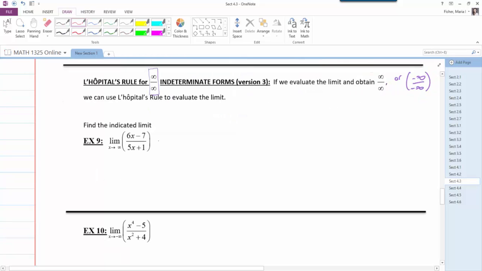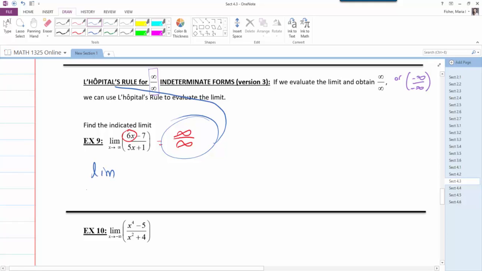Find the indicated limit. So if I have the limit as x approaches infinity of 6x minus 7 over 5x plus 1, well, I know 6 times infinity is just going to be infinity. Minus 7 is still going to be infinity. And I know that 5 times infinity is going to be infinity. Plus 1 is just still going to be infinity. So this is infinity over infinity, which means I can use L'Hopital's rule to figure out what the limit is.